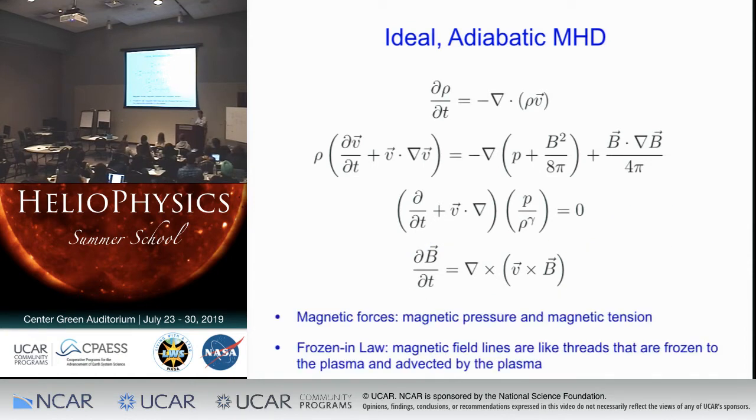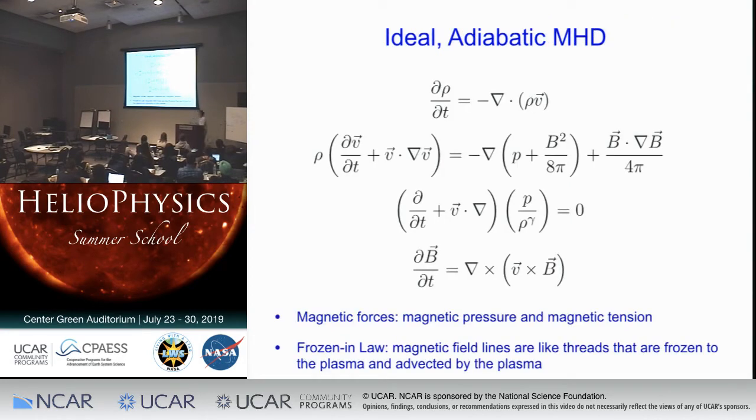All right, I said this about the magnetic forces. The last equation, that induction equation, or Ohm's law, has a very important consequence, called the frozen-in law. The frozen-in law states that if you think about the magnetic field lines in an ideal MHD plasma, they are like threads that are frozen to the plasma. They move with the plasma. So as the plasma advects around, the field lines are just entrained in that. They're frozen to the plasma. That's violated when you put in resistivity, and you're going to hear later in this school about a spectacular violation of that law called magnetic reconnection, which you may well have heard of before.